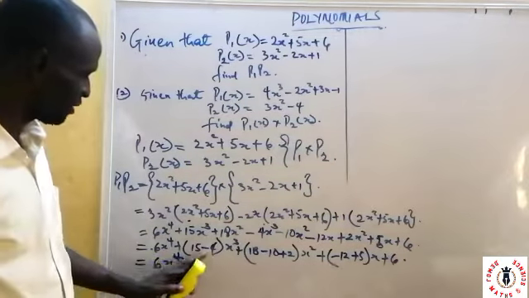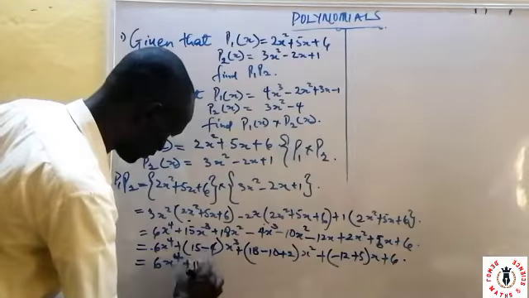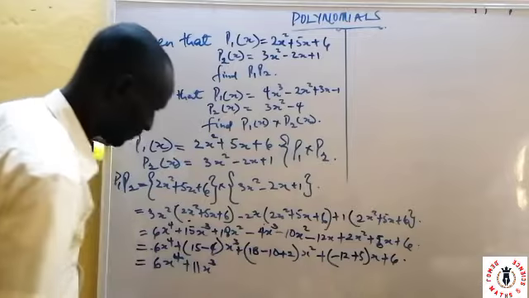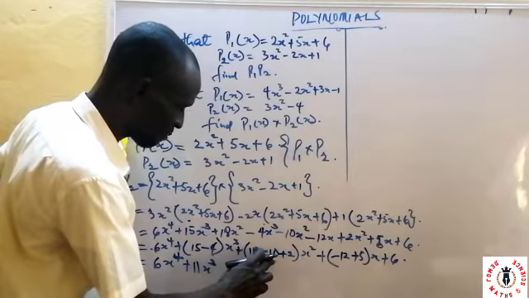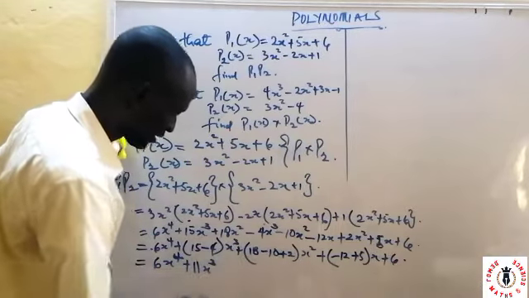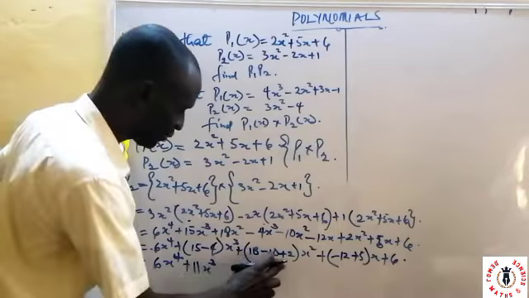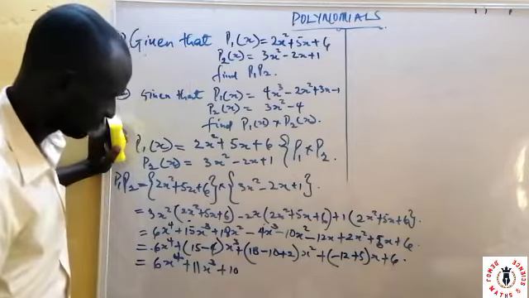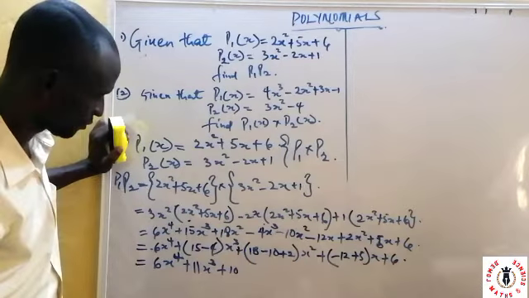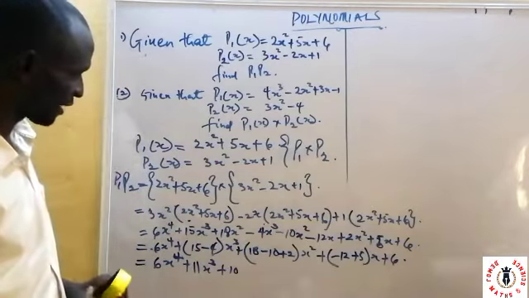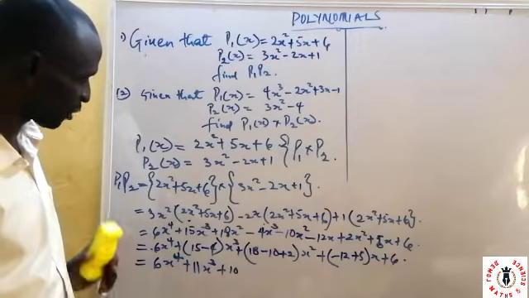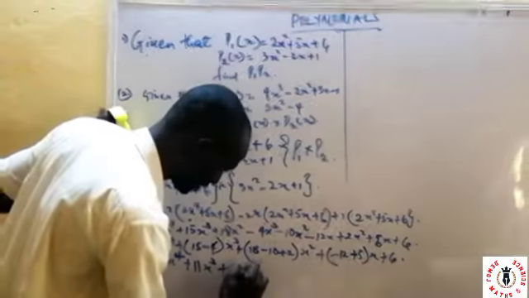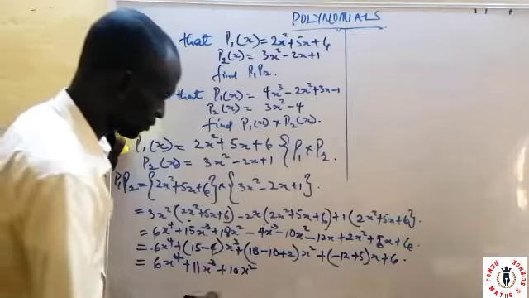Now, that's the same thing as 6x raised to the power 4 plus 15 minus 4, that's 11x raised to the power 3. 18 minus 10, that's 8. 8 plus 2, that's 10x raised to the power 2.